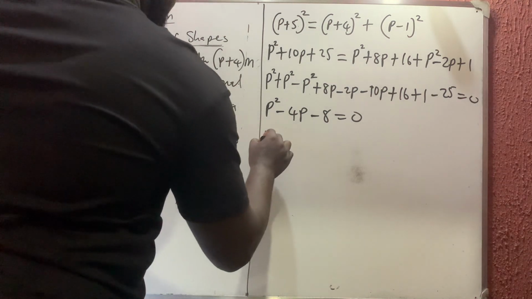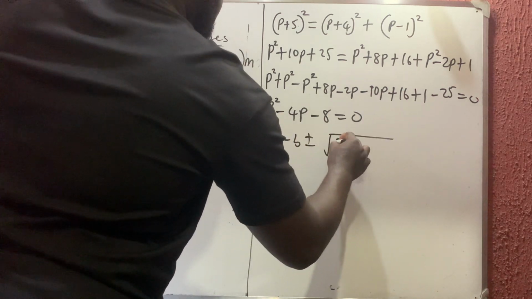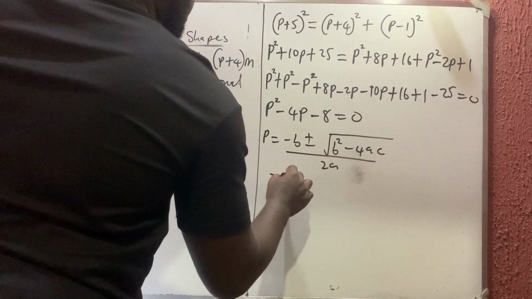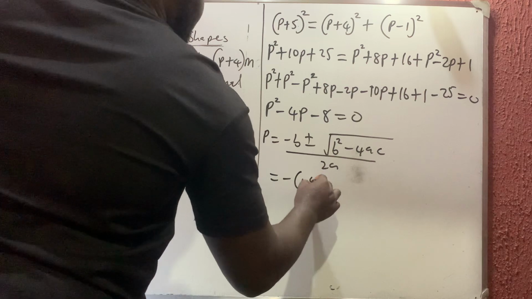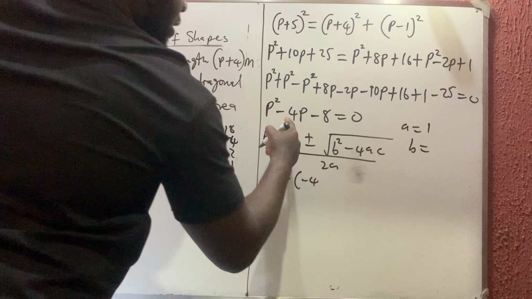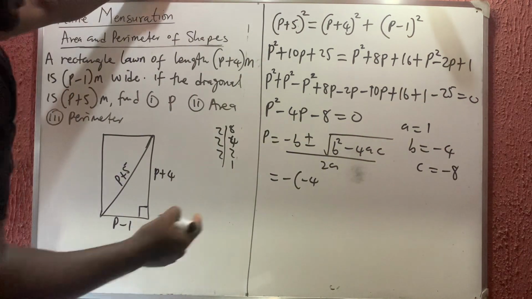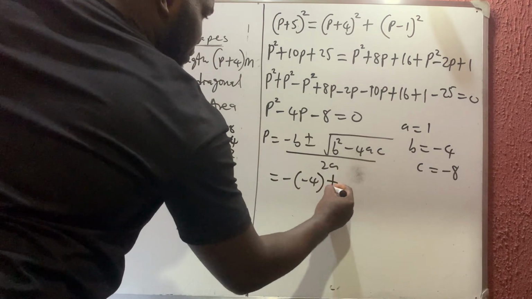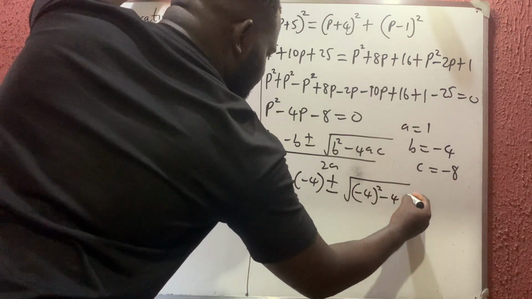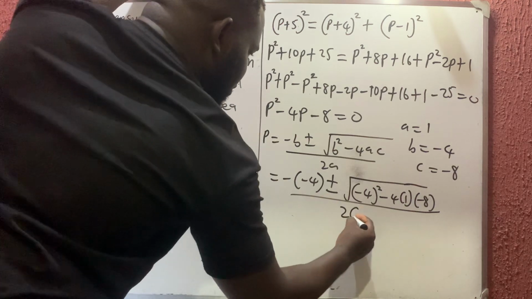So we can say that p is equal to minus b plus or minus the square root of b squared minus 4ac, everything over 2a. My a is the coefficient here, which is 1. My b is the coefficient of p here, which is minus 4, and my c is minus 8. So I have minus into minus 4 plus or minus the square root of minus 4 all squared, minus 4 into 1 into minus 8, then everything over 2 into 1.